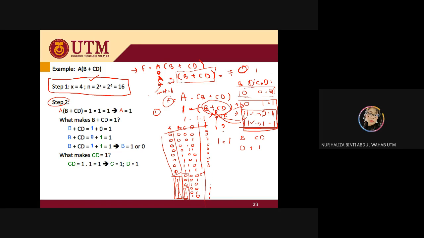You need to see these 3 scenarios. Which one will get 1 and which will get 0. For B plus CD, this must be 1. So CD wants to be 1, it must be 1, 1. So let's take a look at CD as 1 and 1. 1, 0, 1, 1. Okay, this part will be 1. The rest will be 0, 0, 0.